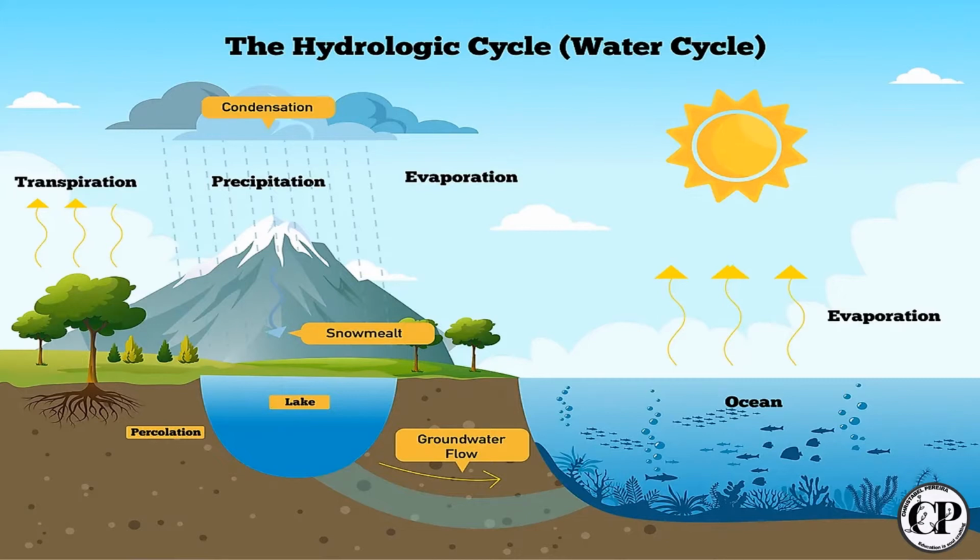Warm water vapor rises up through Earth's atmosphere. As the water vapor rises higher and higher, the cool air of the atmosphere causes the water vapor to turn back into liquid water, creating clouds. This process is called condensation. When a cloud becomes full of liquid water, it falls from the sky as rain or snow, also known as precipitation. Rain and snow then fill lakes and streams, and the process starts all over again.